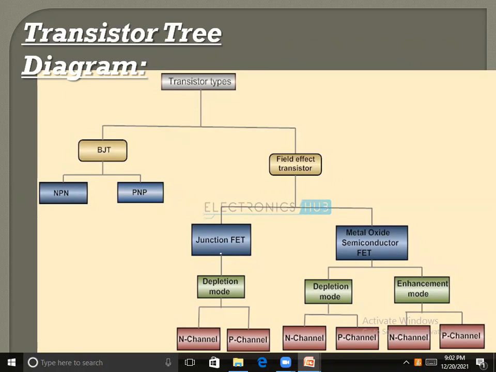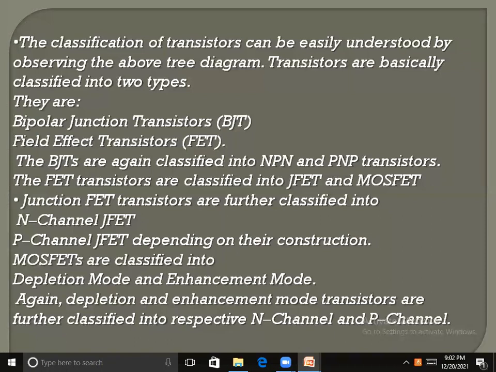Junction FET is again classified into depletion mode. In depletion mode, it is again classified as N channel and P channel. Metal oxide semiconductor FET is again classified as depletion mode and enhancement mode. Depletion mode is again classified as N channel and P channel. Enhancement mode is also again classified as N channel and P channel. Now, the classification of transistors can be easily understood by observing the above tree diagram.